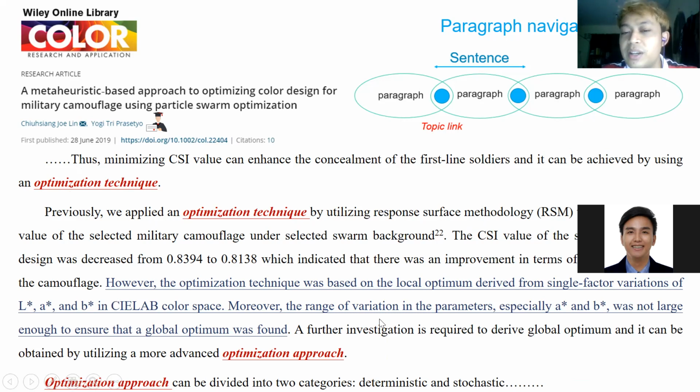Then: a further investigation is required to derive the global optimum, and it can be optimized by utilizing a more advanced optimization approach. Optimization approaches can be divided into two categories, deterministic and stochastic. You can see the last idea, the last topic here, will continue to the next paragraph. You will see later that in most of my publications it's always like this. So when you read the paper, it will be very easy. The flow is simple, like a snake.